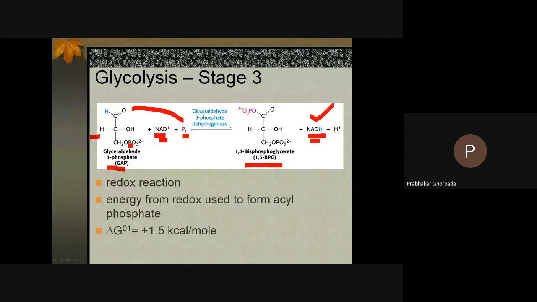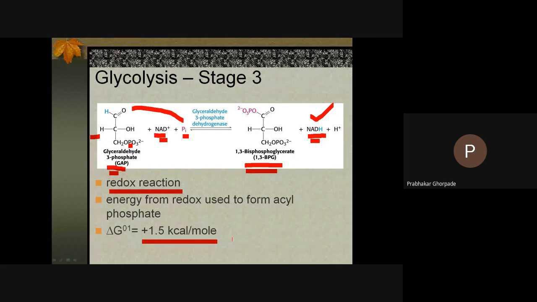It can be a source of energy. If this NADH undergoes the electron transport chain, it can give 2.5 to 3 ATP molecules. So this is a redox reaction. Redox means reduction-oxidation reaction. Energy from the redox is used to form the acyl phosphate. From this glyceraldehyde 3-phosphate molecule we have got the 1,3-bisphosphoglycerate molecule.